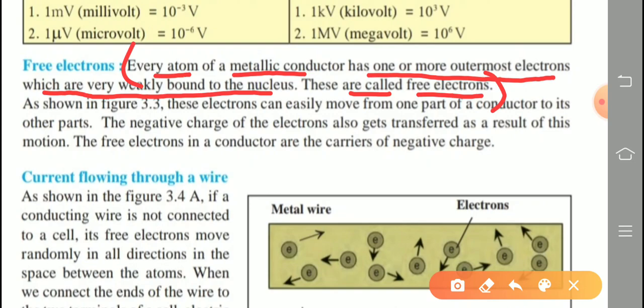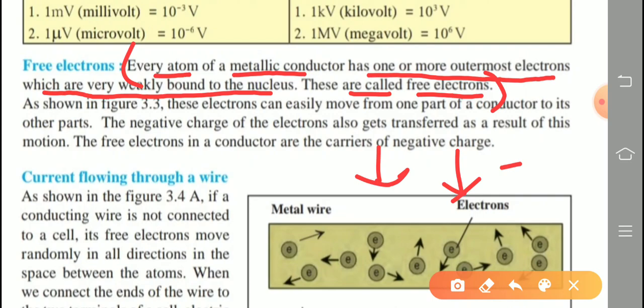As shown in figure 3.3 here, these electrons can easily move from one part of a conductor to its other part. Like when teachers are not present in your classroom, students are not sitting steadily or quietly. They are moving here and there. The same way happens in this case. These are free electrons moving randomly in the metals.